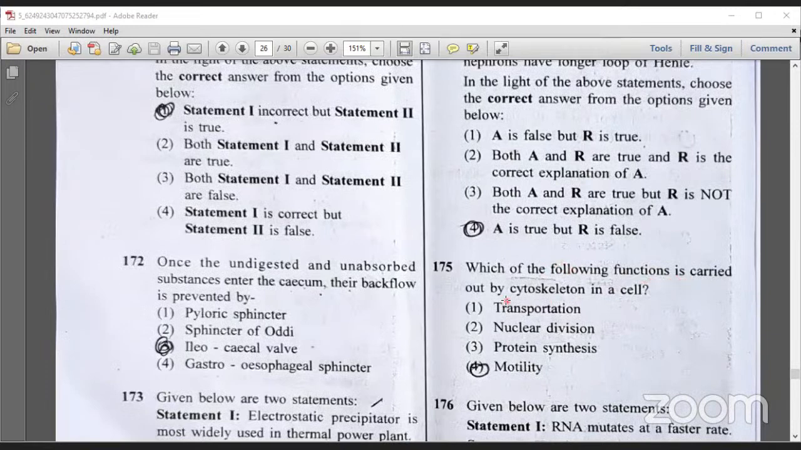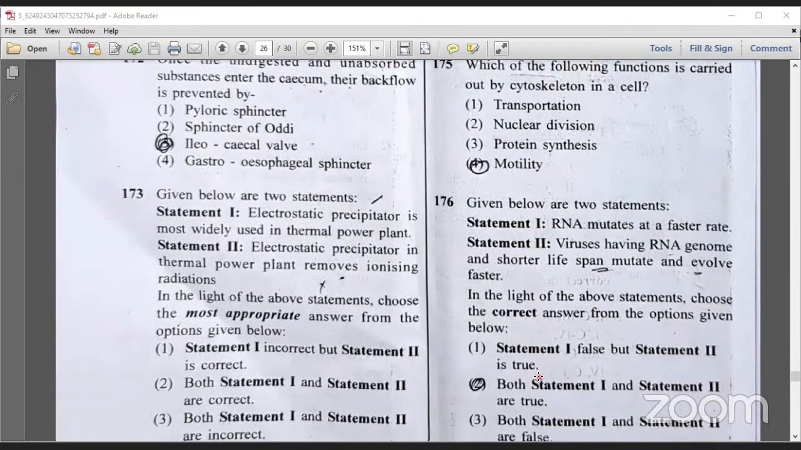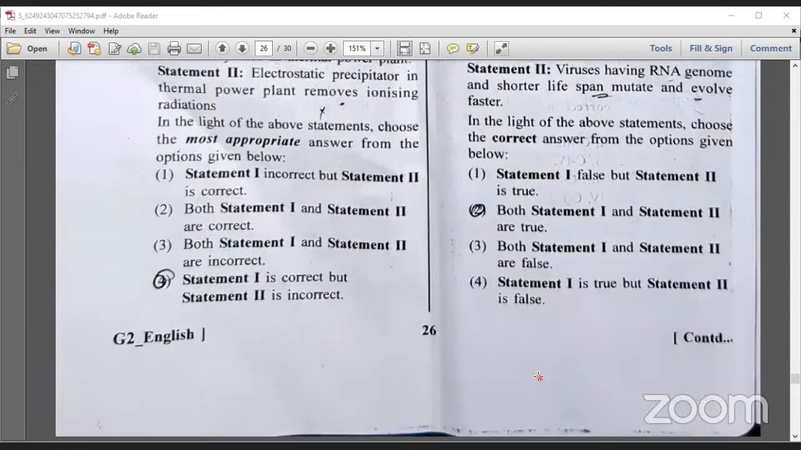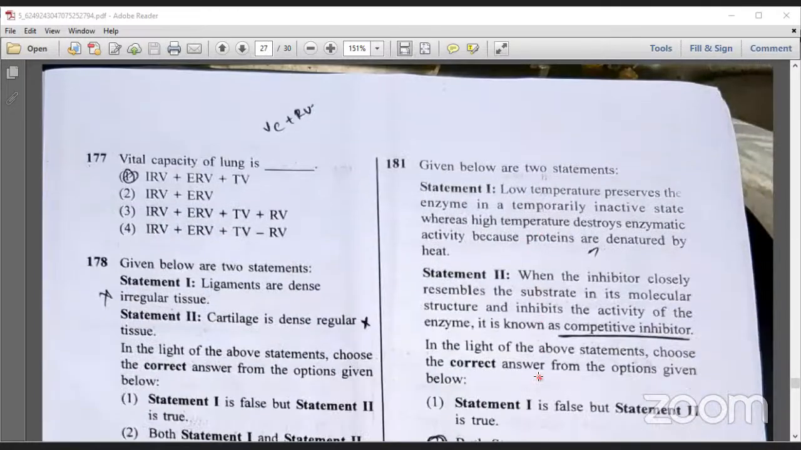And which of the following functions is carried out by cytoskeleton in a cell? So cytoskeleton is responsible for motility. That is the important function there. And 176, two statements are there. Statement 1, RNA mutates at a faster rate. Yes. And viruses having RNA genome and shorter lifespan mutate and evolve faster. We know RNA is less stable and it mutates very fast and evolves very fast, right?